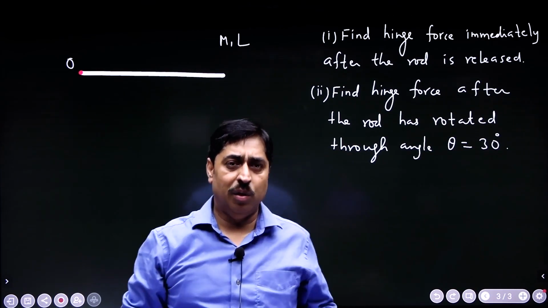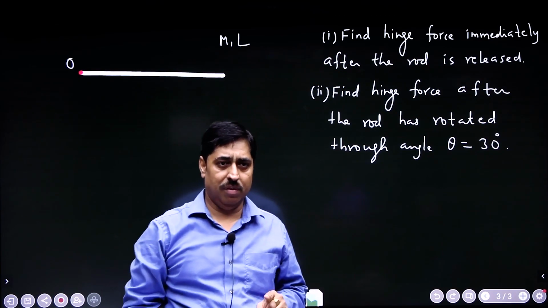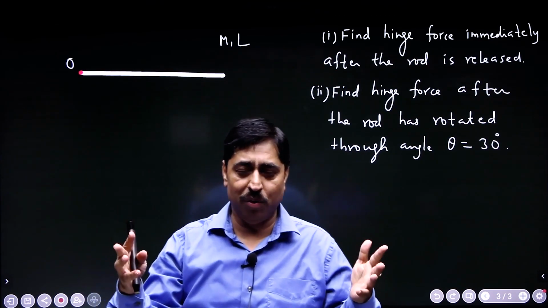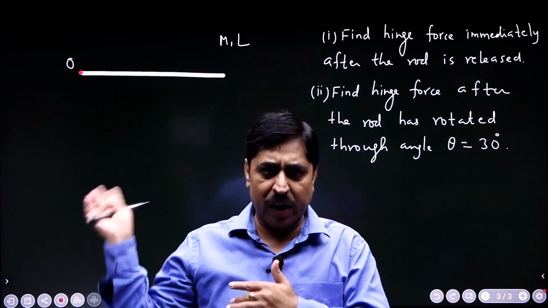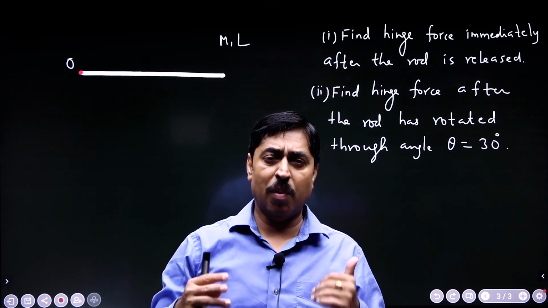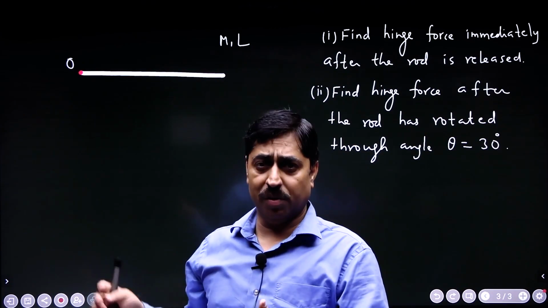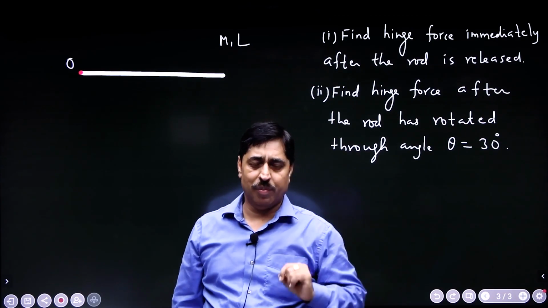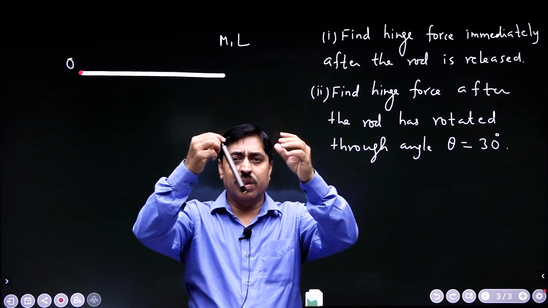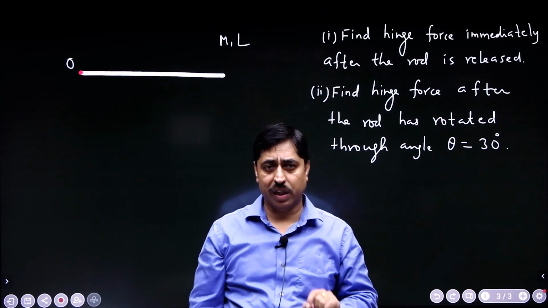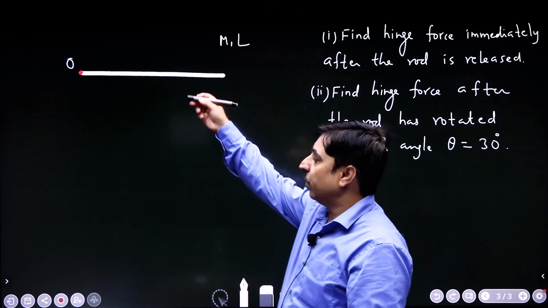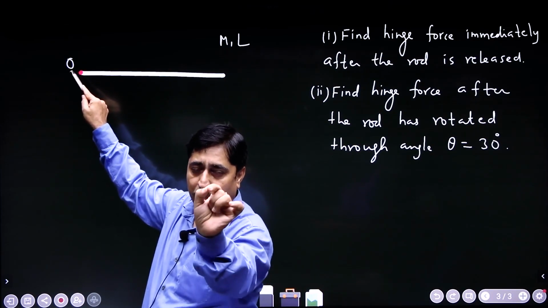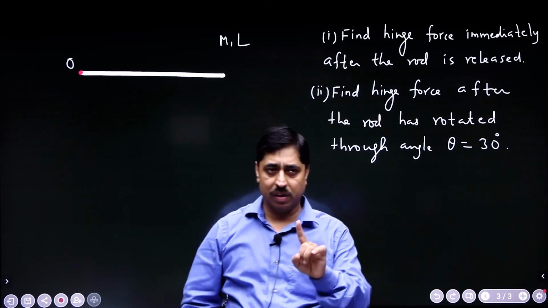So, here the question asks you two things. Later on, in further videos, I would further explore this system. I will come out with more questions on the same system, but right now in today's video, we will discuss these two problems. The first is, immediately after the rod is released, what is the hinge force acting on the rod? Just after you release the rod, how much force will the hinge, the pin, the support apply on the rod at point O? That is the first question.